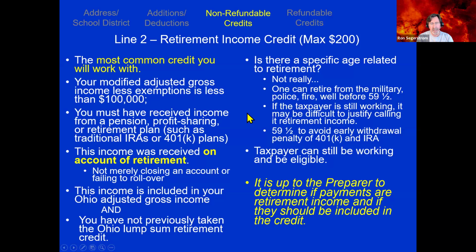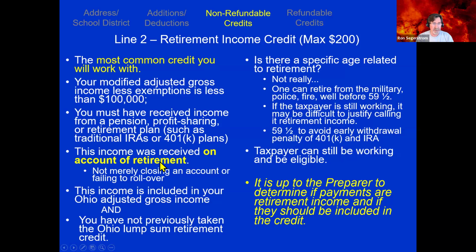A lot of the taxpayers that I come across are 35, 36 years old or whatever. They worked at a company and they had a 401k. When they quit their job, the company said, what do you want to do with your $2,000 in your 401k? They say, just give it to me. And they receive a 1099-R as a total distribution, maybe with penalties. But because that's not retirement income, it's not because they retired, it's not eligible for the retirement income credit.